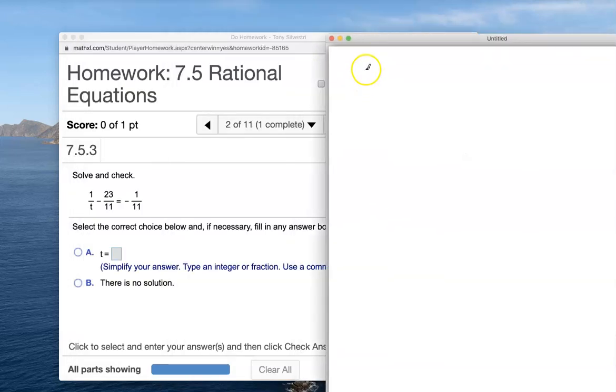And this is 1 over x. Let me call it x. It's just easier for me to write it out with my mouse. My t's don't look that good. They look like 1s. 1 minus 23 over 11, and equals, they love their negative sign, so I'm going to put it on top, negative 1 over 11.